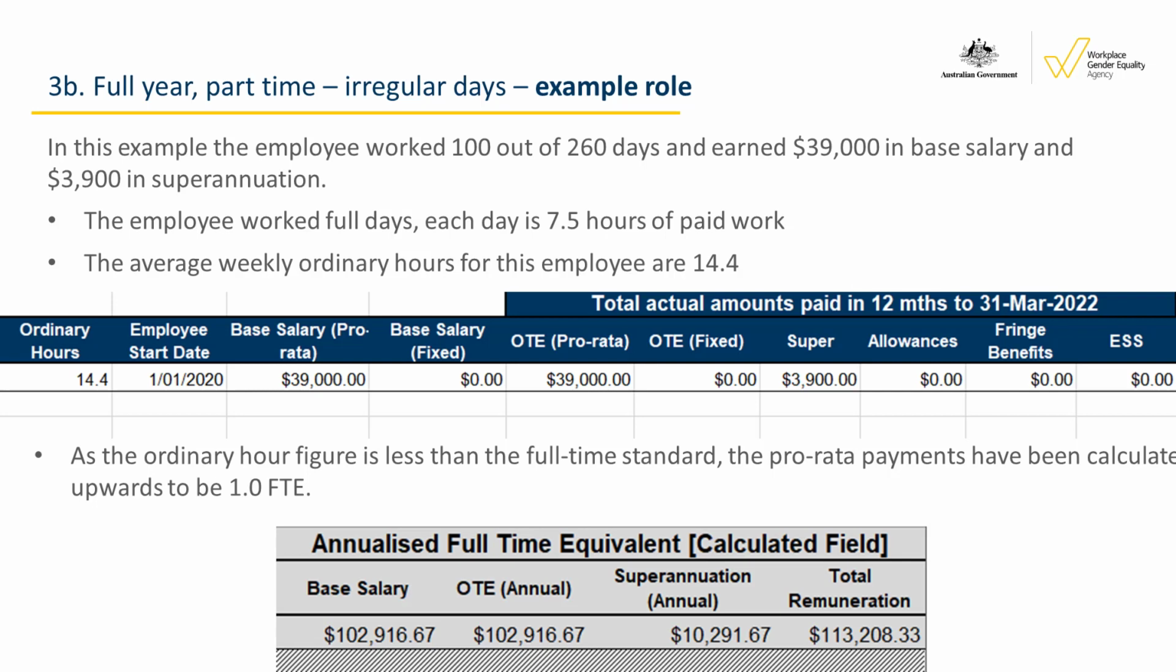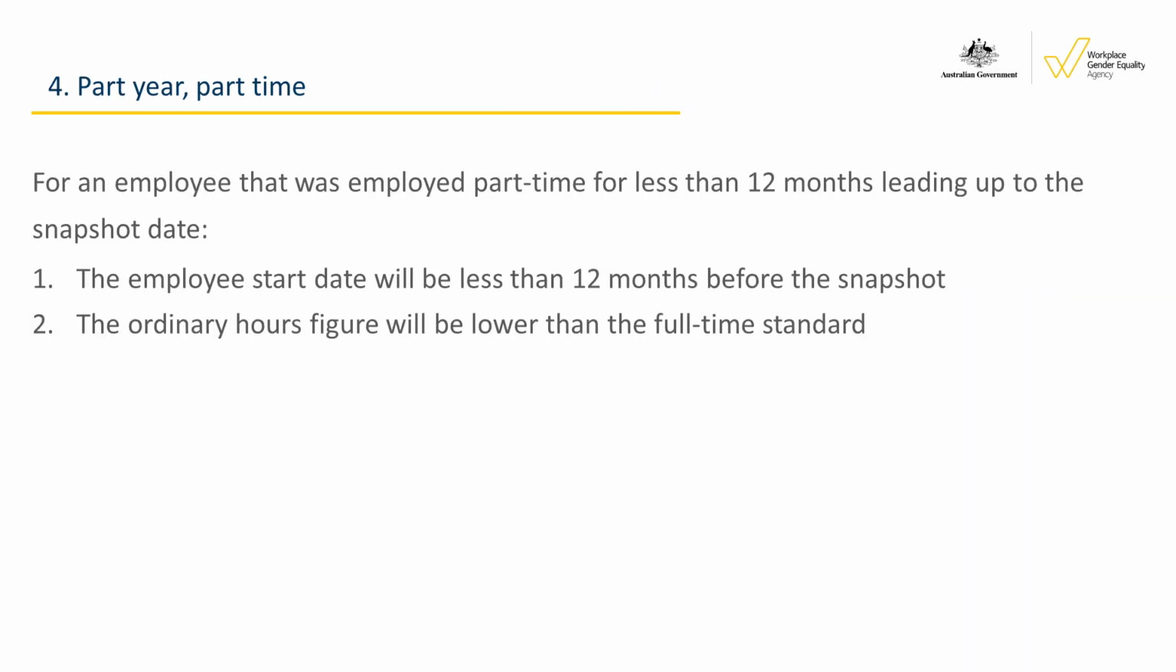As the ordinary hour figure is less than the full-time standard, the pro rata payments have been calculated upwards to be full-time equivalent. When calculated to the full-time equivalent, it works out to $102,916 in base salary and $113,208 in total remuneration.